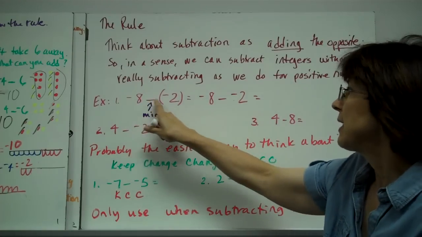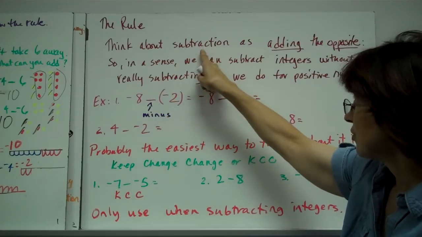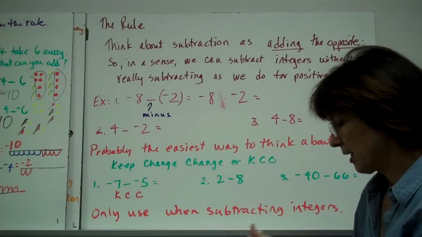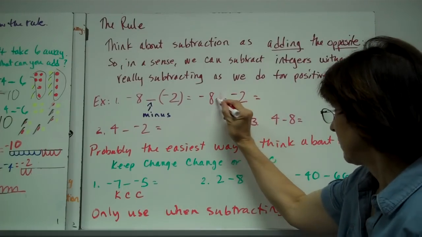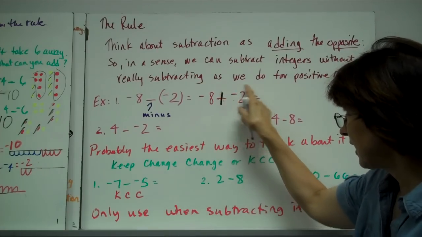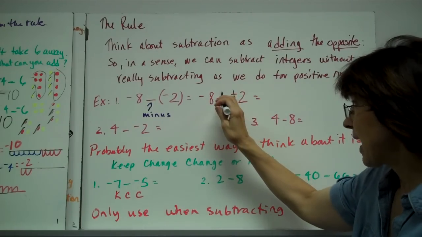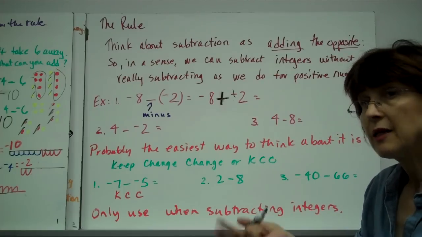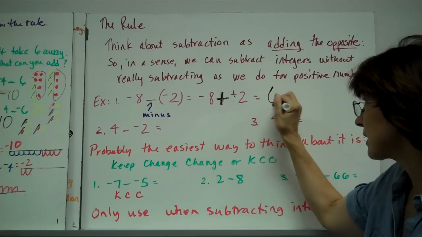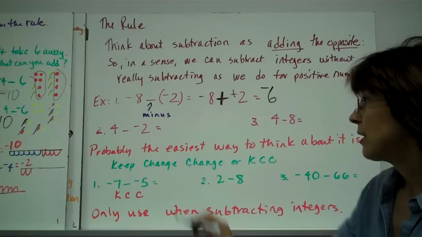Example one, if I had negative 8 minus a negative 2, and again, I have the parentheses or not, it doesn't matter. That's my minus sign. Well, if I think of minus or subtraction as adding the opposite, I'm going to change this to adding the opposite. The opposite of negative 2, the opposite of the very next number, is positive 2. So now I'm adding the numbers, and I know the rule for adding: like signs add, unlike signs subtract this time. So 8 minus 2 is 6, and keep the higher sign, so the answer is negative 6.